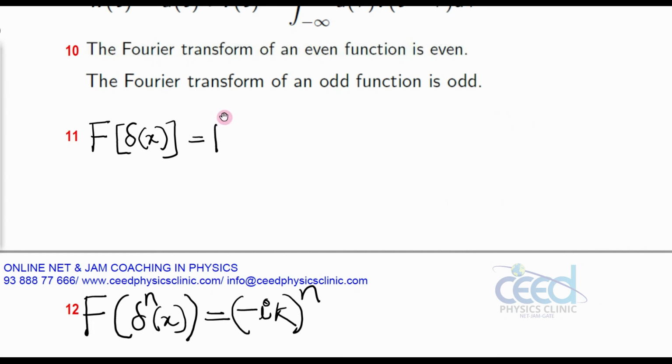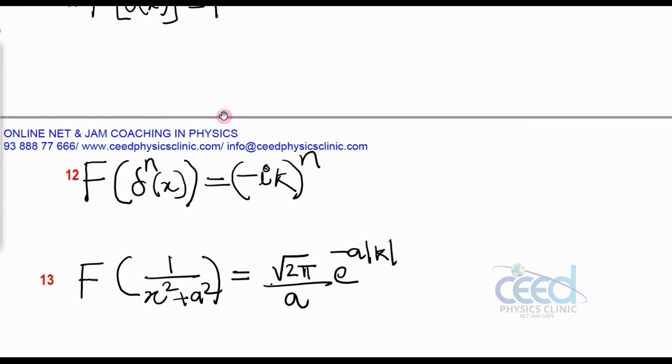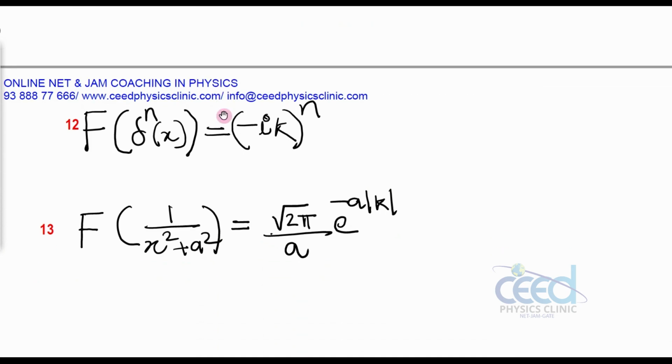Now another property is the Fourier transform of f of 1 by x square plus a square. That is equal to root 2 by pi into 1 by a into e raised to minus ak. That means you can find the Fourier transform of this function for any a value.